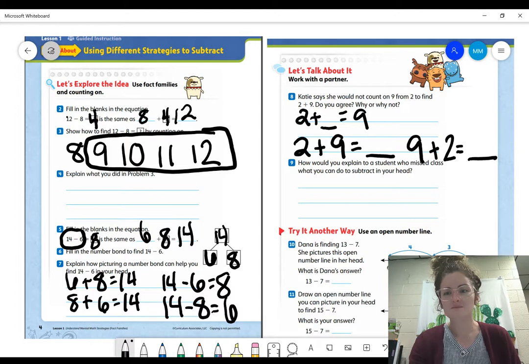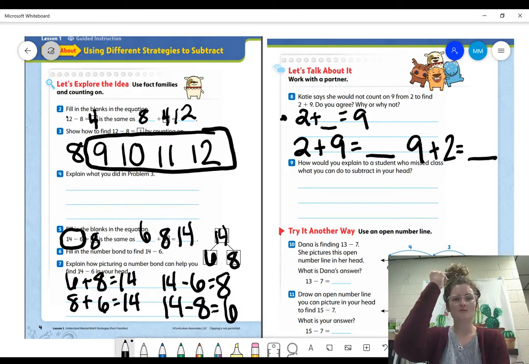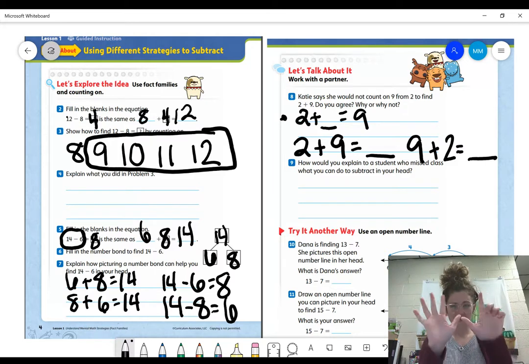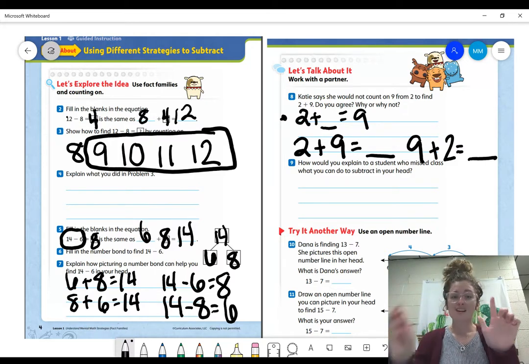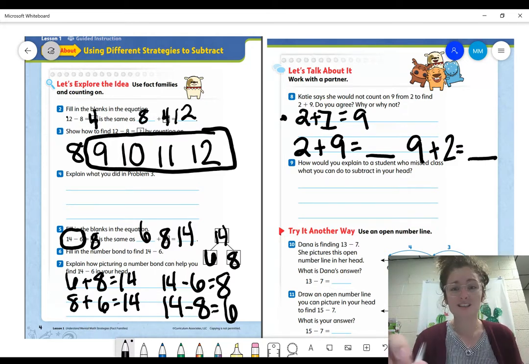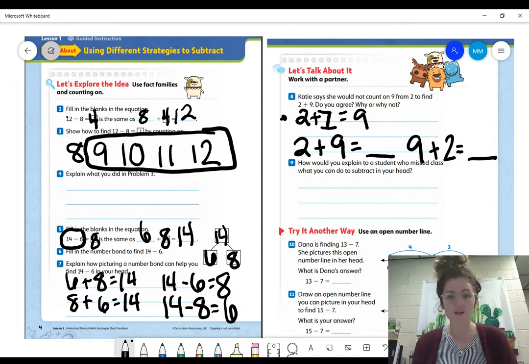Let's see. So I'm going to start right here. So I'm going to start at 2 and count to my whole, which is 9. 2, 3, 4, 5, 6, 7, 8, 9. Okay, so 7 was that missing part. That is not the same as 2 plus 9. So we're going to cross that out.